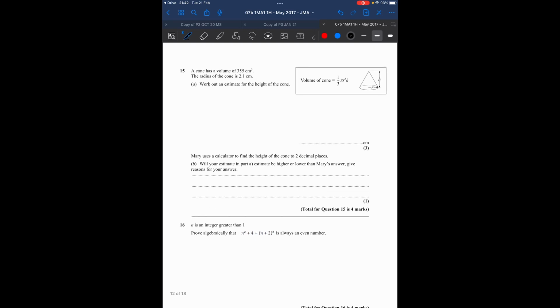Number 15. A cone has a volume of 355 centimeters cubed. The radius is 2.1. They've told us the volume of a cone. Work out an estimate of the height of the cone. So what is the height? Now we don't have a calculator and it says estimate. So we need to do some rounding on this one. That's what we need to go for.